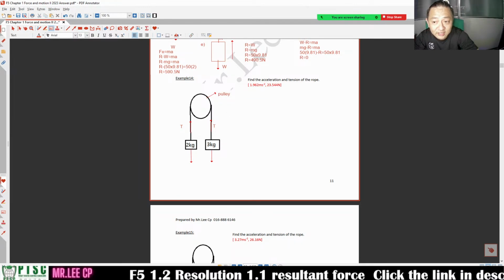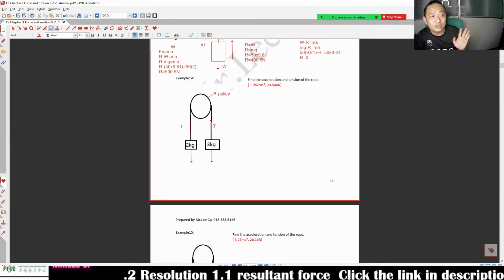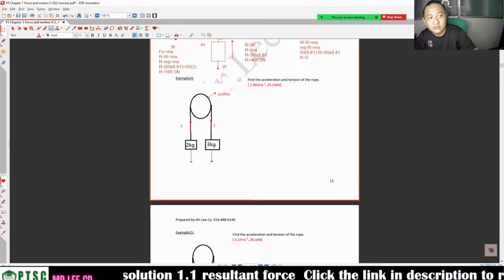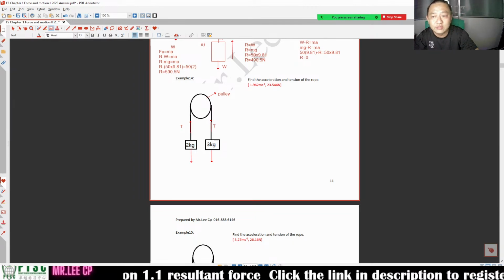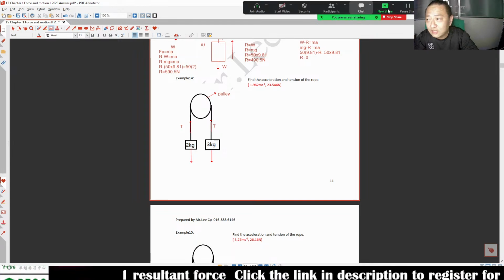This is the pulley, and this pulley is totally smooth, no friction. If there is friction, you cannot calculate. They will not ask you about friction at Form 5 level.